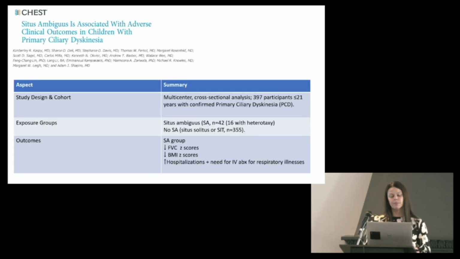And so how do these patients with situs ambiguus fare clinically? This was the purpose of this multi-center cross-sectional analysis of 397 patients who were 21 years of age or younger with confirmed primary ciliary dyskinesia. They divided the groups between situs ambiguus with or without heterotaxy and no situs ambiguus. And they found that the situs ambiguus group had decreased pulmonary function, worse nutrition, and increased hospitalization and need for IV antibiotics for respiratory illnesses.